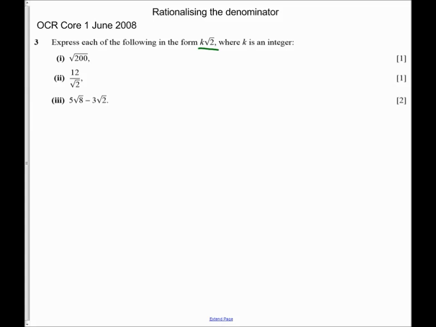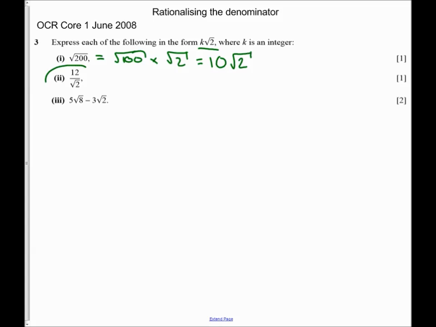So we're looking to write the square root of 200 as something times the square root of 2. Well, using what we did in the previous video, I'm going to write this as the square root of 100 multiplied by the square root of 2, and then I know how to square root 100, that is just 10, but I can't square root 2, so I need to leave that as 10 root 2.